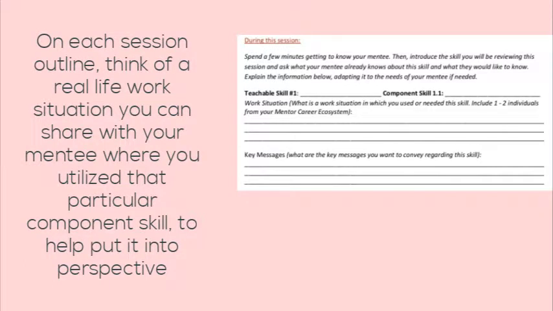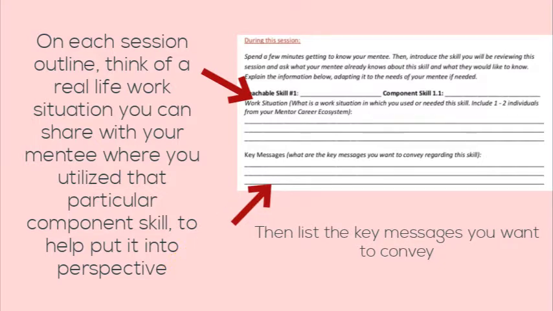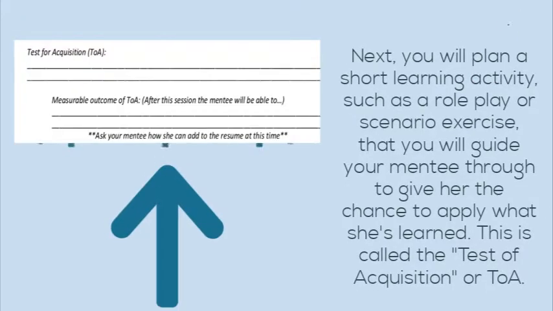On each session outline, think of a real-life work situation you can share with your mentee where you utilize that particular component skill to help put it into perspective. Then, list the key messages you want to convey. Next, you will plan a short learning activity, such as a role-play or scenario exercise, that you will guide your mentee through to give her the chance to apply what she's learned. This is called the Test of Acquisition, or ToA.